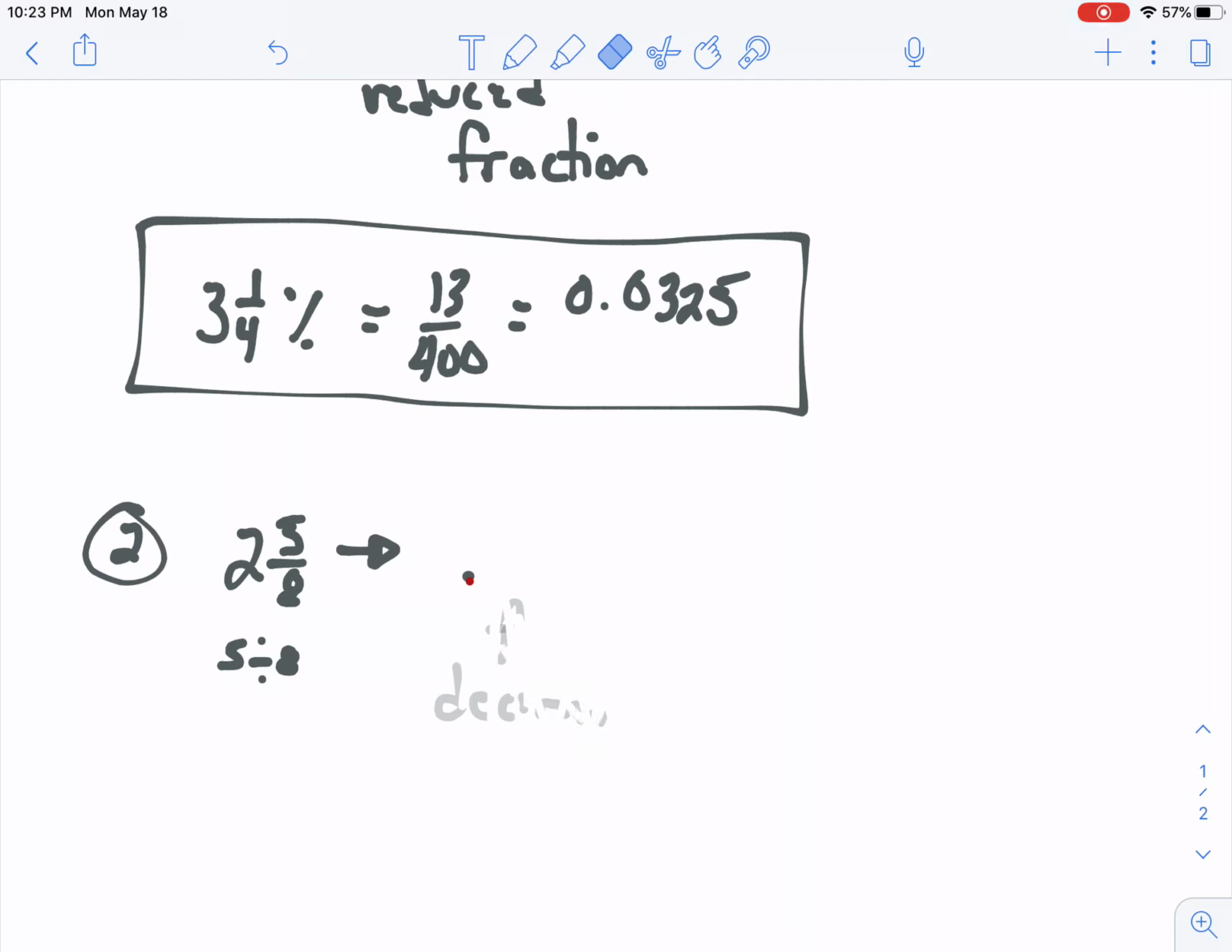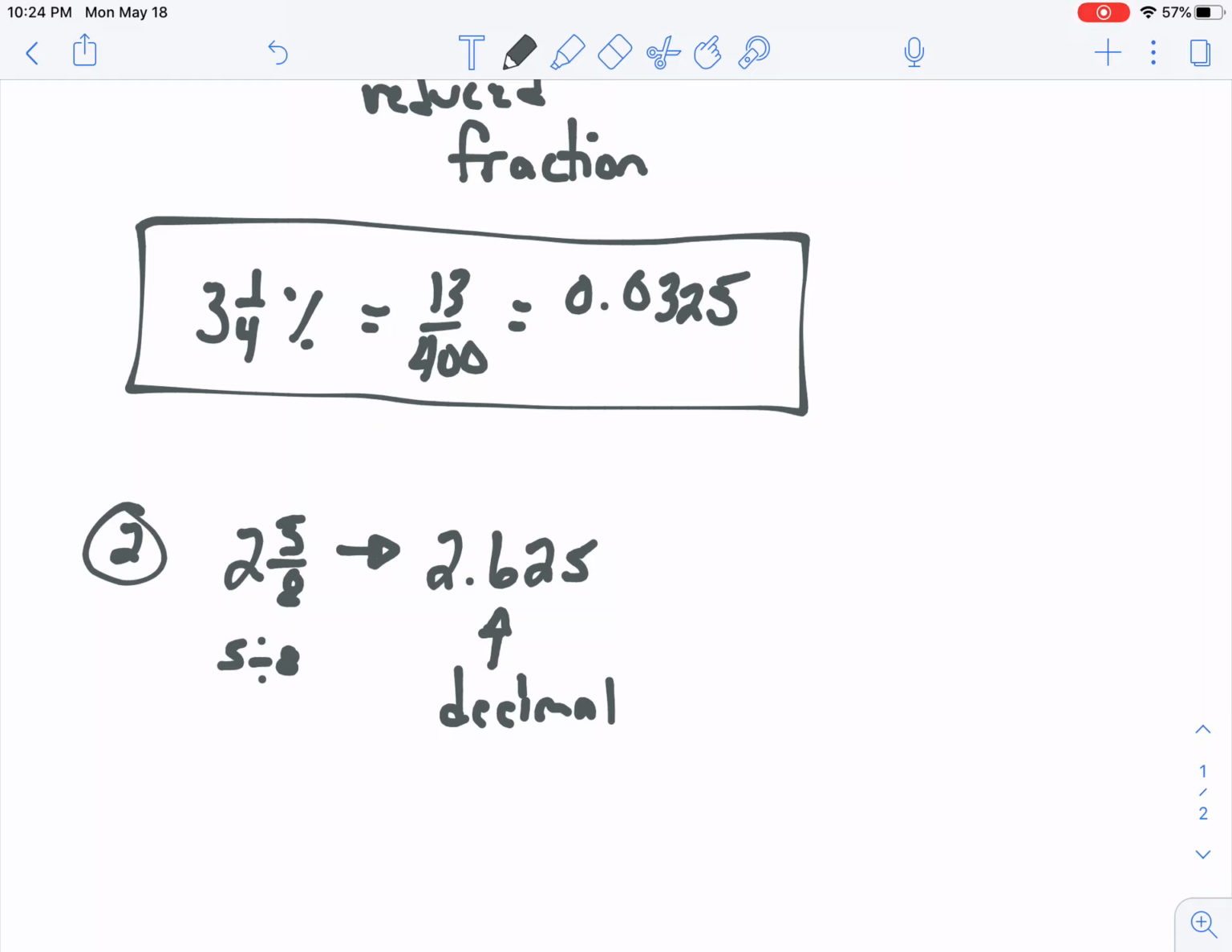So, looking at this again, this would be 2.625. There we go. So 2.625 is my decimal. That's my decimal. And the mistake I made was I put the 0 when I did the 5 divided by 8. I added the 0 in there, and the 0 was a part of the whole. So it's 2.625. That is my decimal.